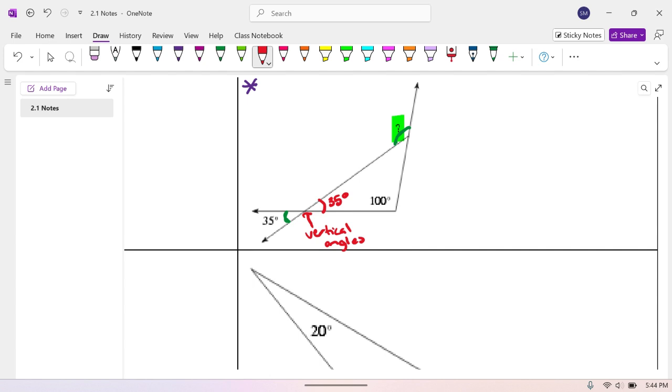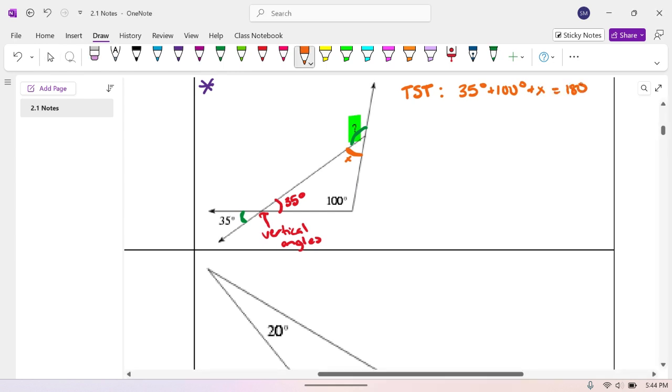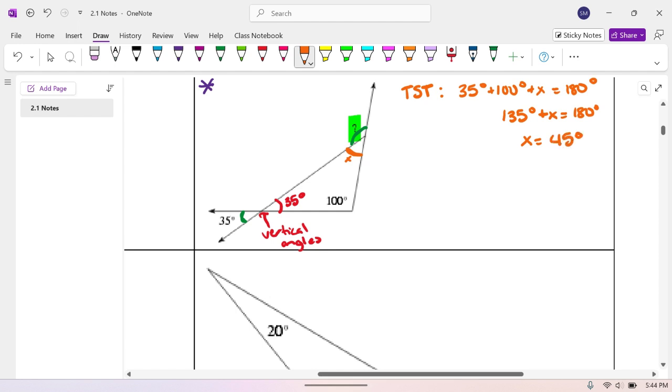Now we can use the triangle sum theorem to find this angle right here. So we're using TST, or the triangle sum theorem. So you just add 35 degrees plus 100 degrees plus, let's call that angle X, plus X is equal to 180. This would be 135 degrees plus X is equal to 180 degrees. And then if you just subtract 180 and 135, X should be 45 degrees. All right, so this angle right here is 45 degrees.